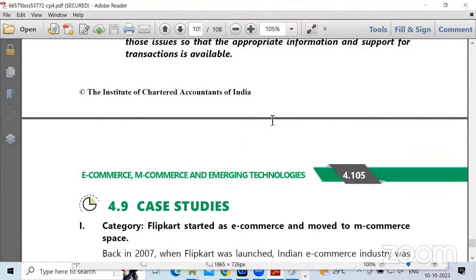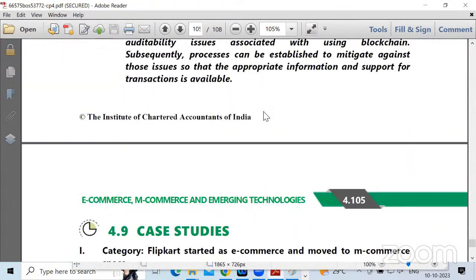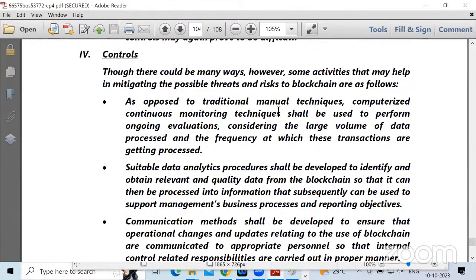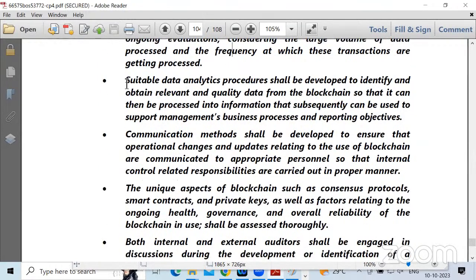So we have controls related to this. The first point is the control. As opposed to traditional manual techniques, computerized continuous monitoring techniques shall be used to perform the ongoing evaluations. So ongoing, just like CAS. Suitable data analytics procedures shall be developed to identify and obtain relevant and quality data from blockchain so that it can then be processed into information and subsequently used to support management business processes and reporting objectives.